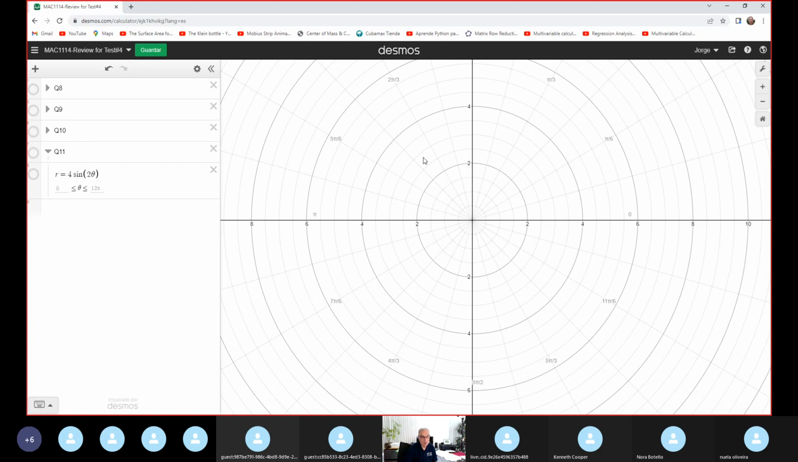How many petals? 4 petals. Look at that, 4 petals. And it rotates 45 degrees because it's sine. If it is cosine, there is no rotation, 0 degrees. And we can do the table again if you want, but it's not necessary. Okay, this is question 11.